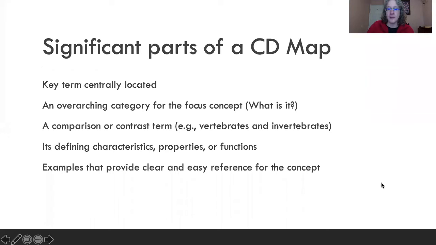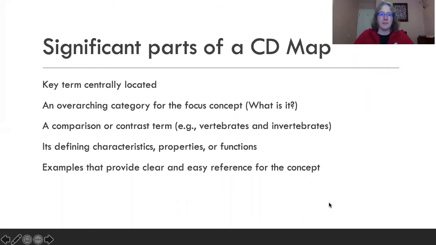So some key parts or elements of a concept definition map: the key term is generally centrally located. There might be an overarching category for the focus concept, meaning what is it, what does it fall underneath. It may have comparison or contrast terms. It often has defining characteristics, properties, or functions, and also examples that provide clear and easy reference for the concept.